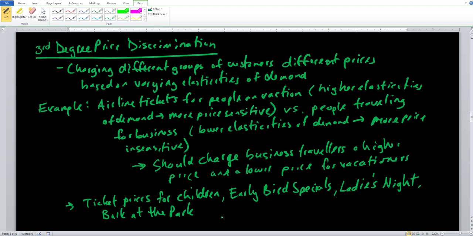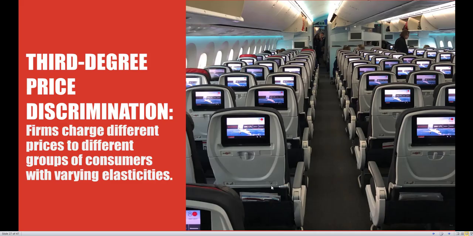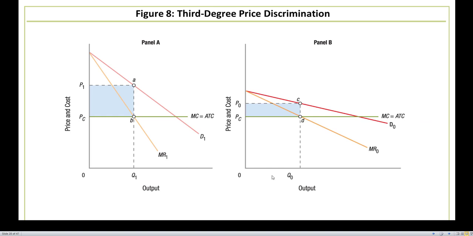So as we can see right here, with third degree price discrimination there are a lot of different examples that we can think about in application, and exactly what businesses should be doing when we're grouping people based just on their elasticities. Should we be charging a higher price or a lower price? And as we did before, we can see that the profits are going to be larger if the firm can charge these groups of people different prices.